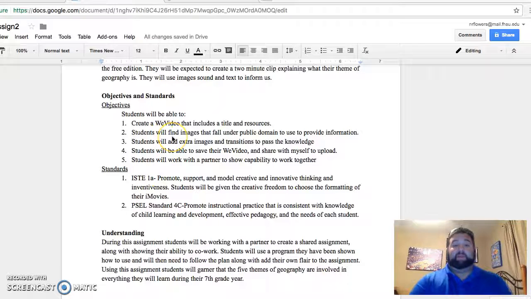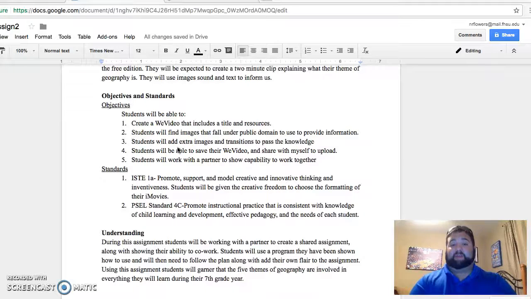Students will be able to find images that fall under public domain. I'm really going to be pushing this year at the concept of not plagiarizing or using those images that we're not allowed to. So I'm going to be pushing that a lot harder.